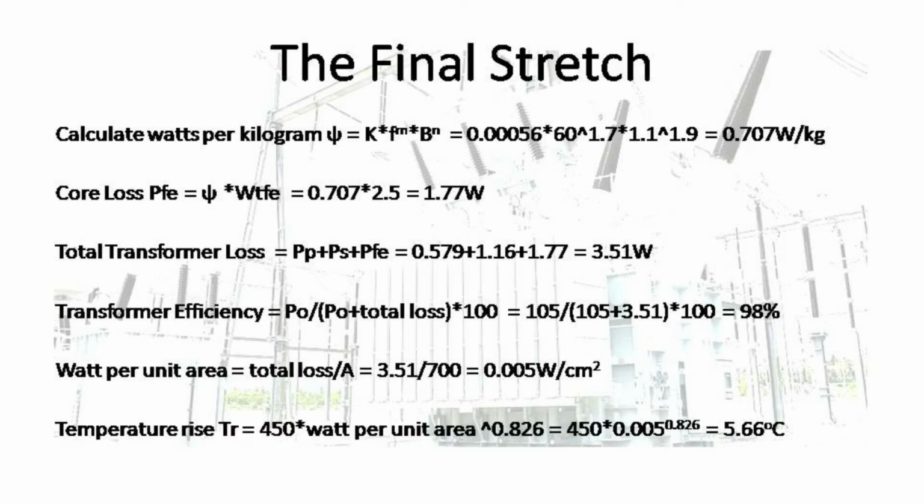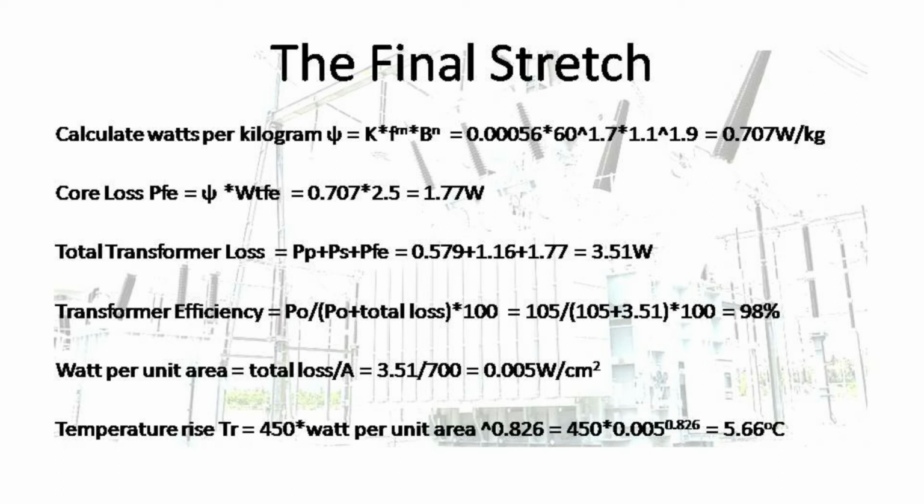Now we are actually almost done. So we can continue on calculating the watts per kilogram, which is equal to the formula of K times F to the power of M times B to the power of N. Now, K, M, and N are coefficients based on the core that you choose. It can depend on the material, and it can depend on your core type as well.